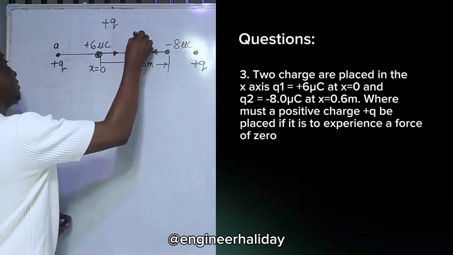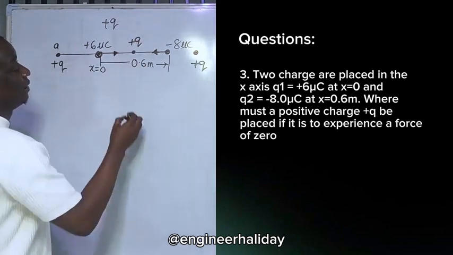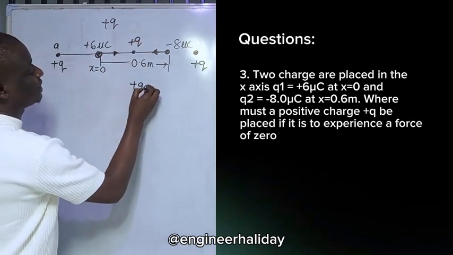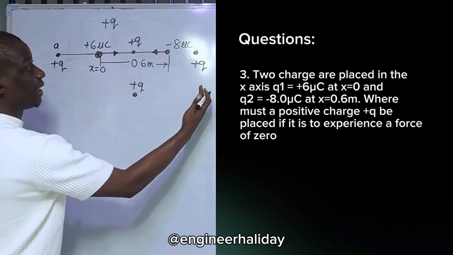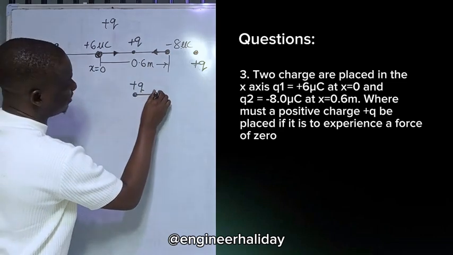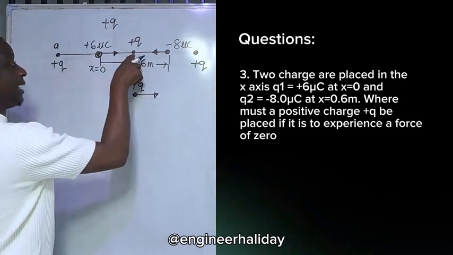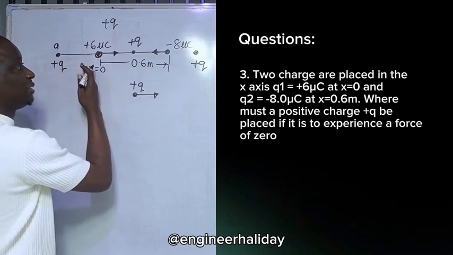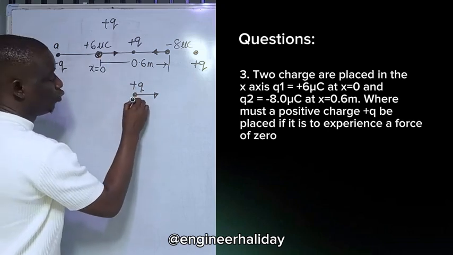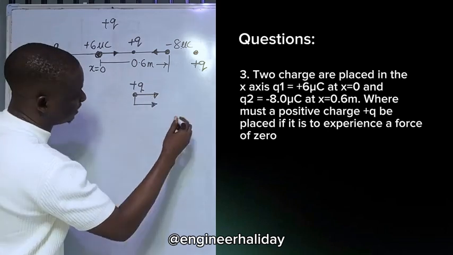Okay, let's say we put it here. Now, if you put the positive charge here, you know what it will cause? The positive charge will see the negative charge from the right hand side. It will attract it. And when you put it at the middle, it's seeing the positive charge from the left hand side of it, which is positive and positive, will repel. It will repel towards this direction.